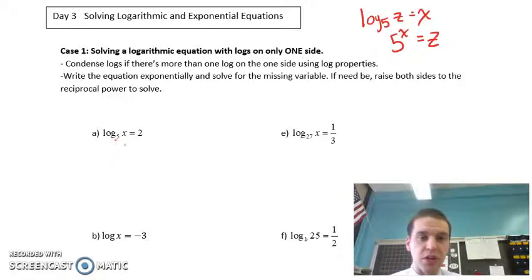So, first one, we're going to do about every other one and have you guys do some on your own, and we'll do some in class. So, base 5, log is the exponent, so 5 squared equals x, and therefore x equals 25.